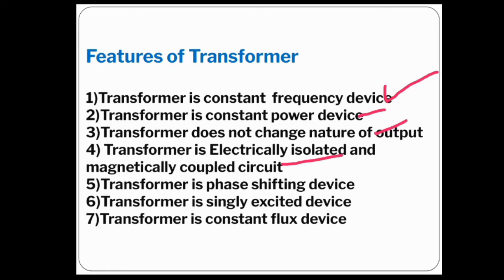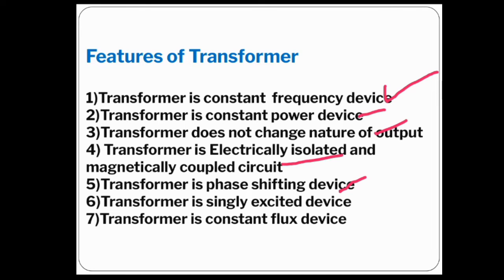Okay, and the transformer is a phase shifting device. It has a 180 degree phase displacement between the two circuits. Next one, the transformer is a singly excited device. It requires only one external energy source to excite the two windings. So it will be very clear while discussing the working of the transformer.